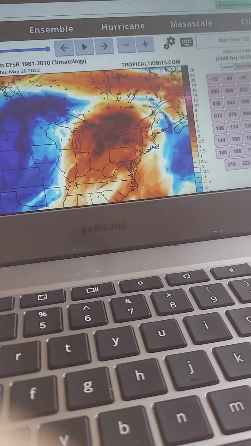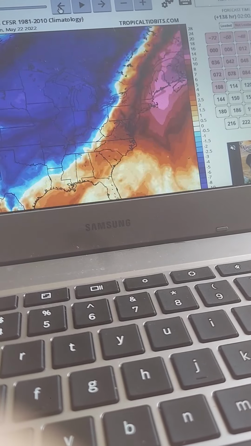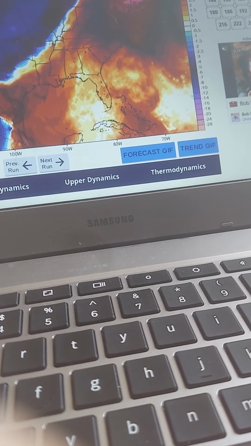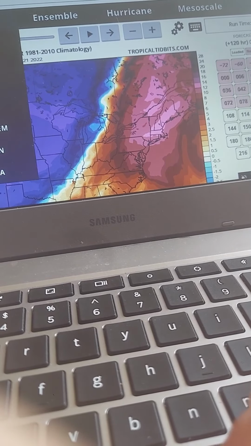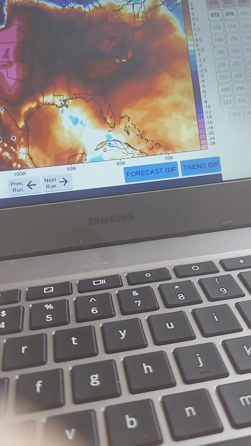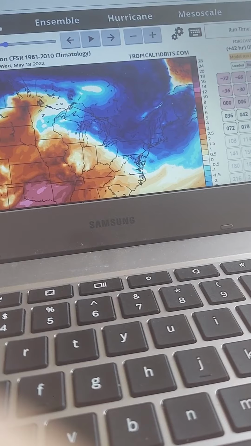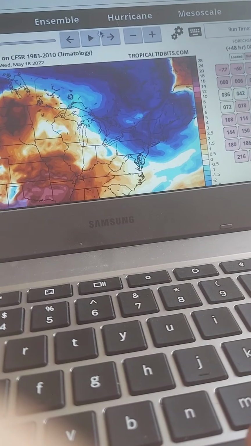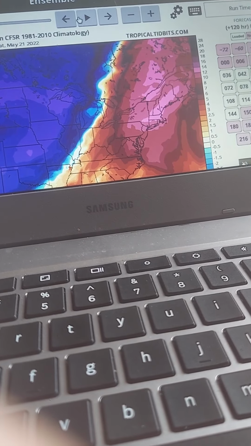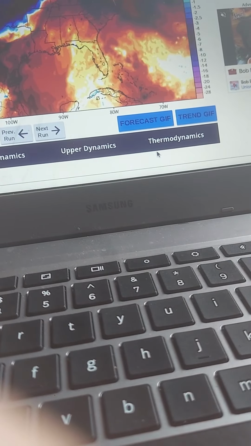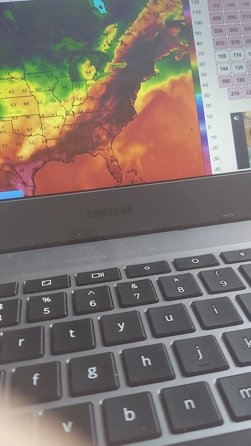The 850 temperature anomaly shows that there's that cold air. This is that severe weather we're talking about. Let's check out the dew point. There's that, that's Saturday. The CMC extends all the way out to Saturday. See, there's that warm air. It's definitely warm, very warm.